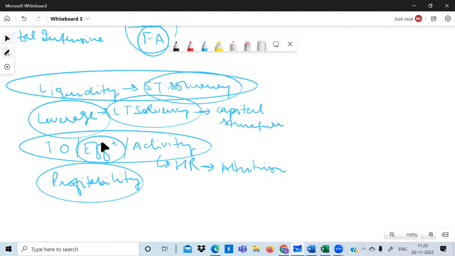Any doubt with the 4 broad categories? So today we'll be covering liquidity, we'll cover leverage, and we'll cover profitability. This we'll cover in the 4th session. Any questions still here before we start looking at the first one, which is liquidity ratio?